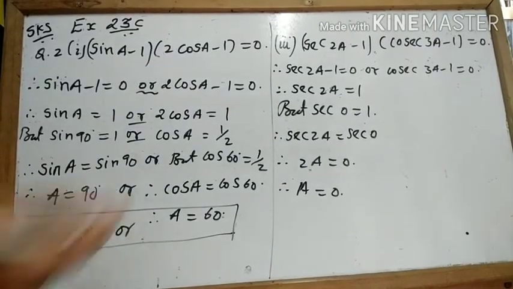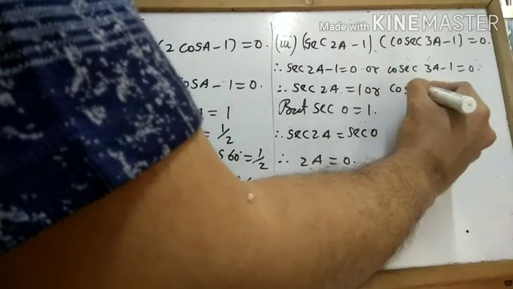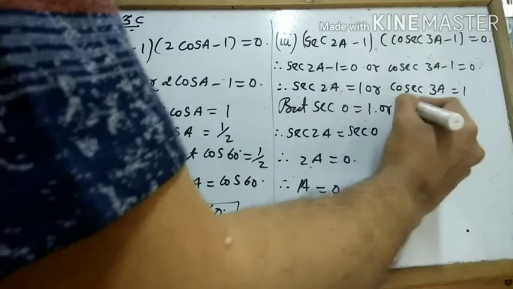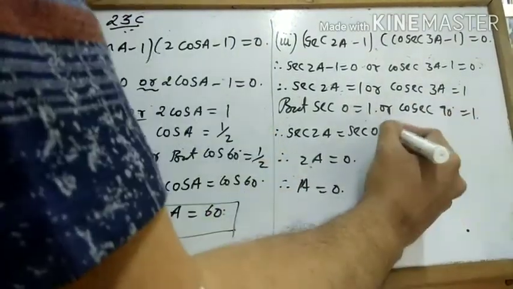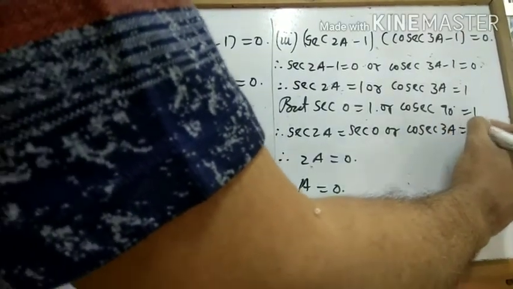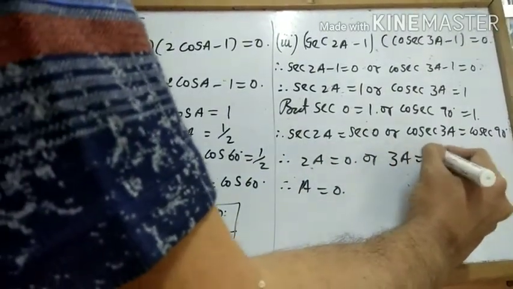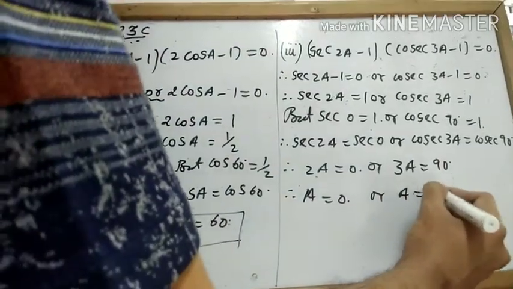As we did in the previous question, we shall see this also. Cosec of 3a will be equal to 1. But if you remember the cosec values, cosec of 90 is equal to 1. So my conclusion is cosec of 3a will be equal to cosec of 90. I'm removing the function of cosec from both sides. So 3a is equal to 90 degree. Hence, I will be able to conclude that the value of a is 30 degree.